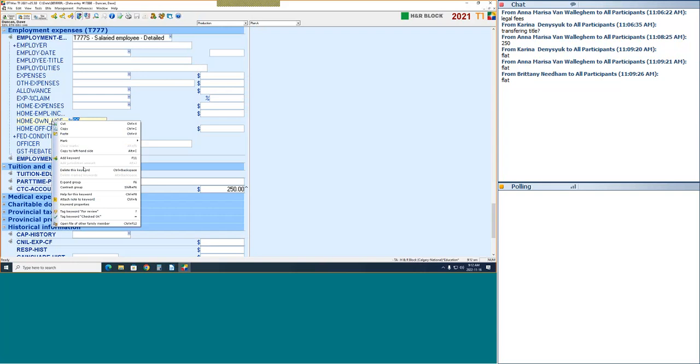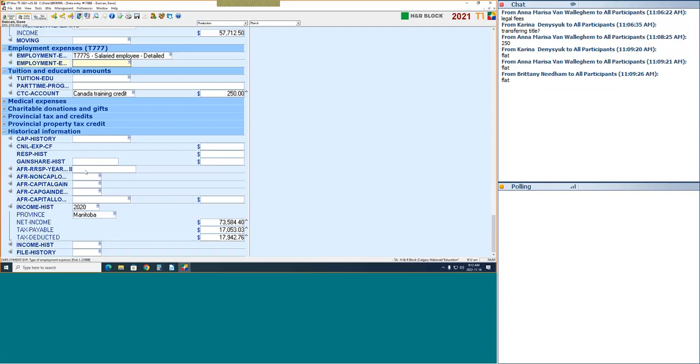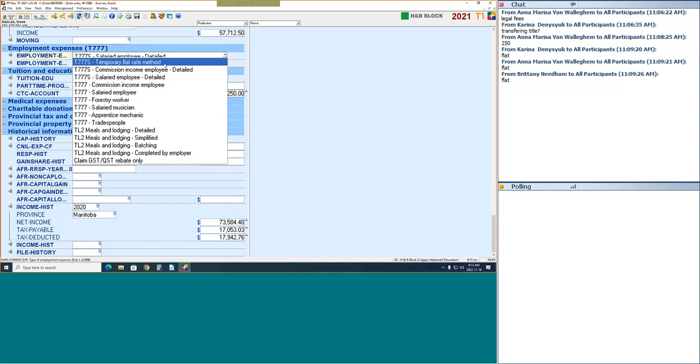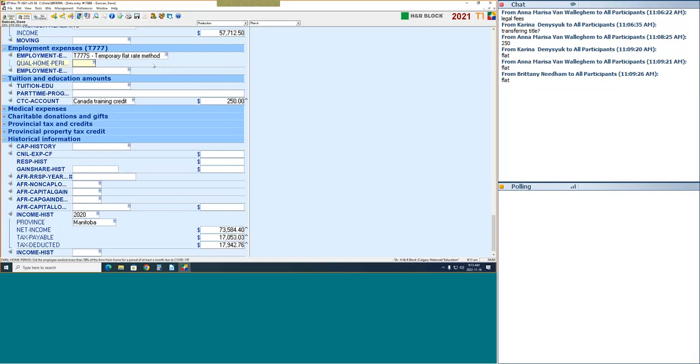All right, I'm going to take that out because most of the time you're not going to be doing the detailed method. I'm going to go back in there and we're going to say instead, let's do temporary flat rate. So I want everyone to pick T777S, temporary flat rate. It is now going to say, were they qualified for this? Did they have to work from home because of COVID? And did they do enough days in a row?